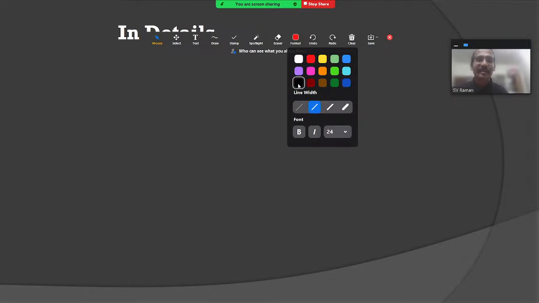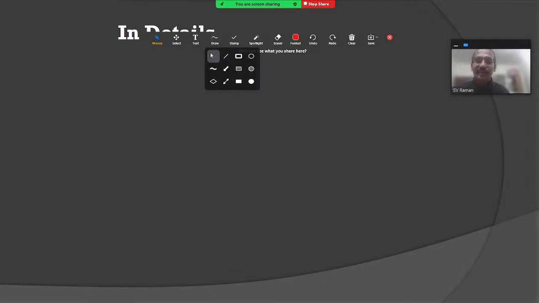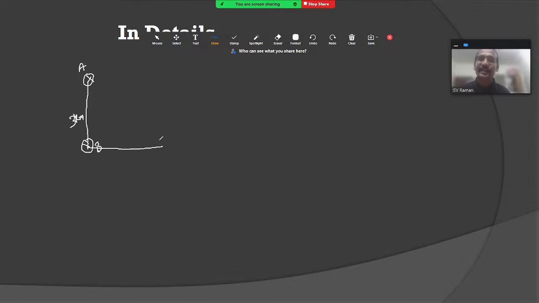Let's say the student started at point A, he came to point B, that is 3 kilometers, and from point B to point C he stopped over here, that is 4 kilometers. Now calculate distance and displacement.